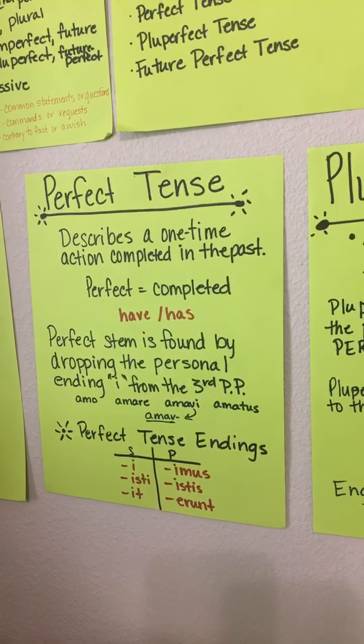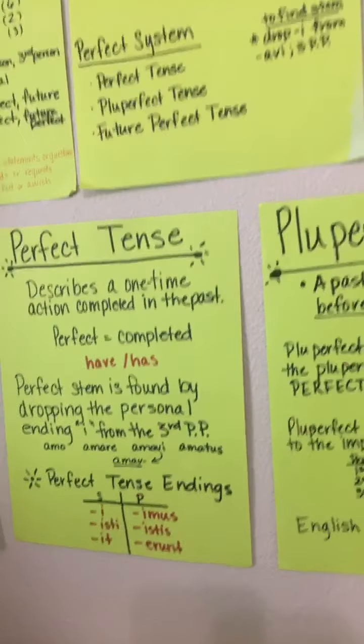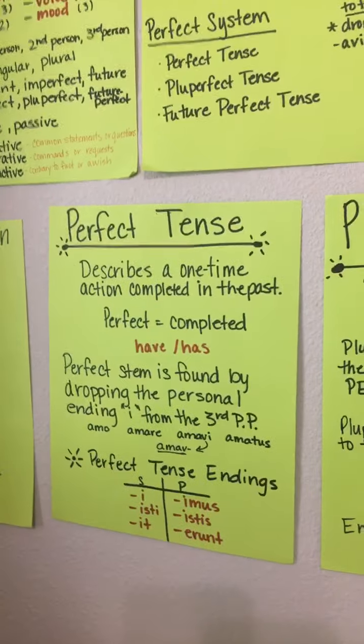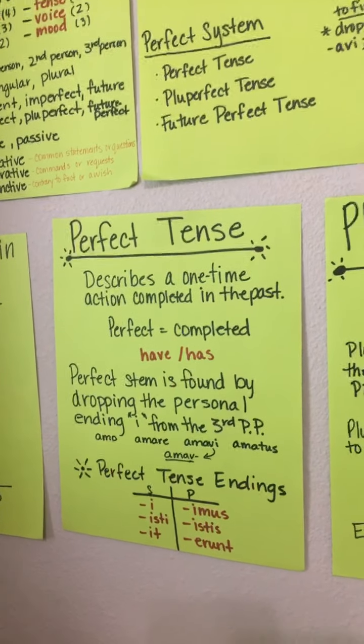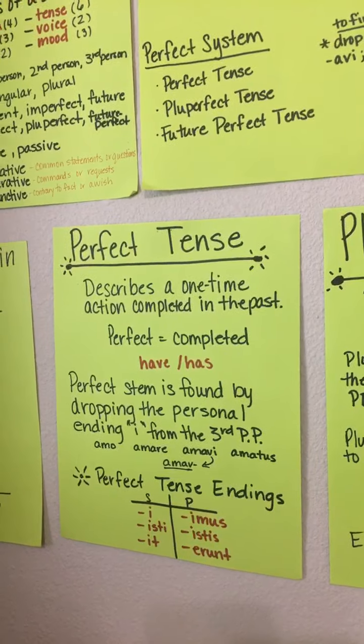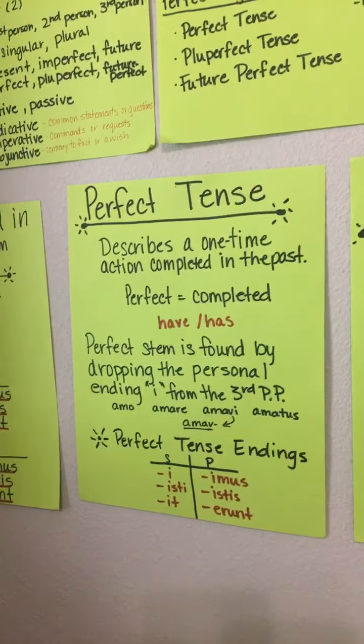So we use the English helping verbs has and have, depending if it's I have, he has. So depending on what pronoun you're using in the person, first person, second person, or third person will depend if you're using have or has. Okay, you can also use did.